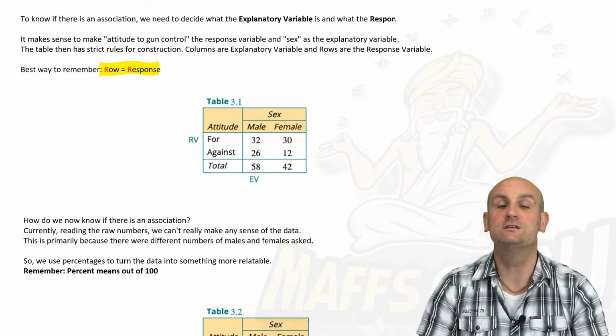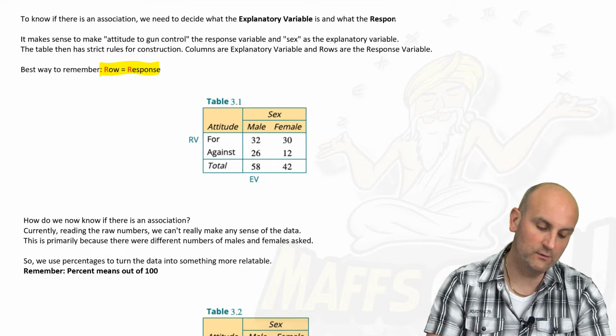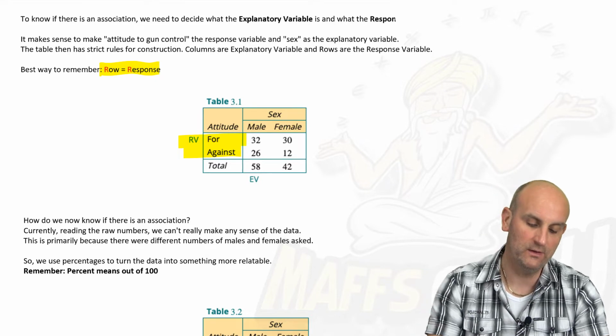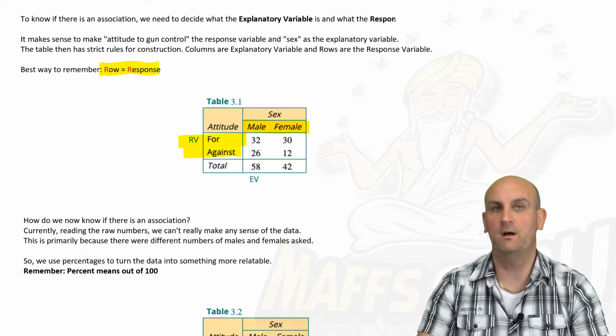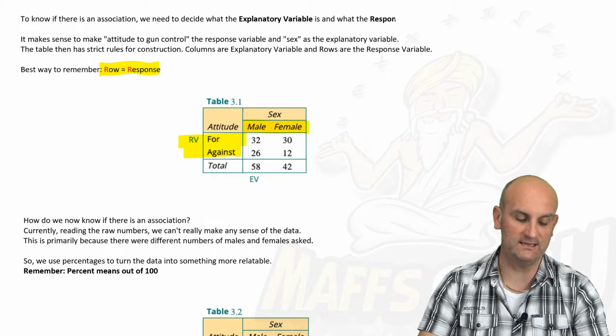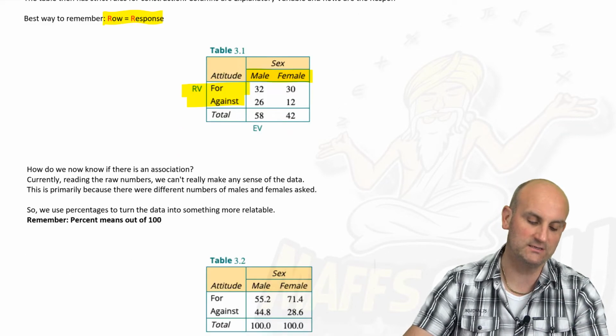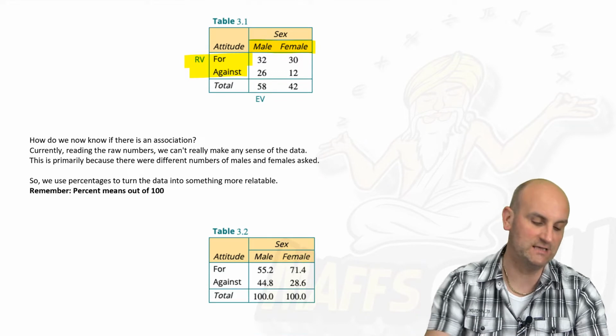Do you see what I did there? Response and row. So these here, my attitude is my response variable and my sex is my explanatory variable. All right, so that's interesting to know, but what about, is there an association? Well, that doesn't help us convert these things into percentages. How do we do that?